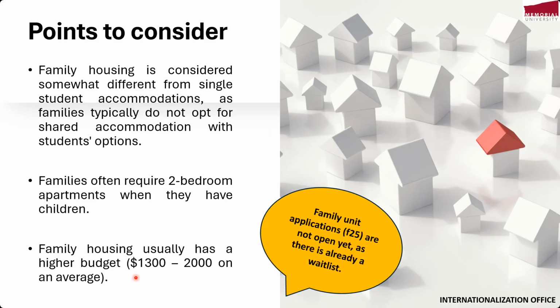Before starting, I will again remind you that for family accommodation, this bubble shows that family unit applications are not open yet, as there is already a waitlist. So for families, there is no on-campus accommodation for fall 2025. All families right now have to look for off-campus accommodation. Family housing is a bit more complex. Usually, families want their own private space, and they don't want to share the house with other bachelors, and sometimes even bachelors don't want to share a house with families.